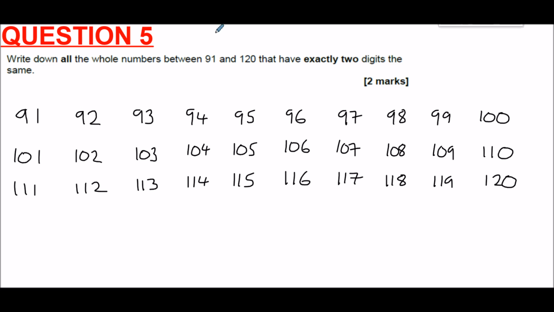So what we're after here is numbers that have exactly 2 digits the same. It doesn't mean 2 or more, it means exactly 2. No more than 2 digits which are the same, no less than 2 digits which are the same. So 91, all digits are different. So I'm just crossing off the ones where all the digits are different.